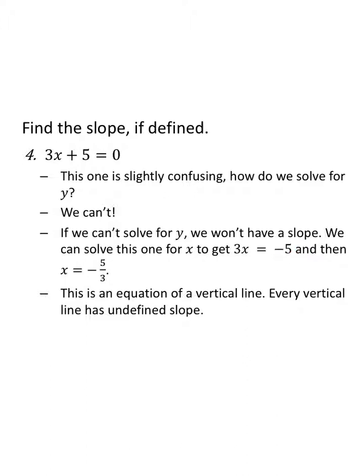We can solve this one for x. We can subtract 5 from both sides and divide by 3. x equals negative 5/3. This is the equation of a vertical line. Every vertical line has undefined slope.